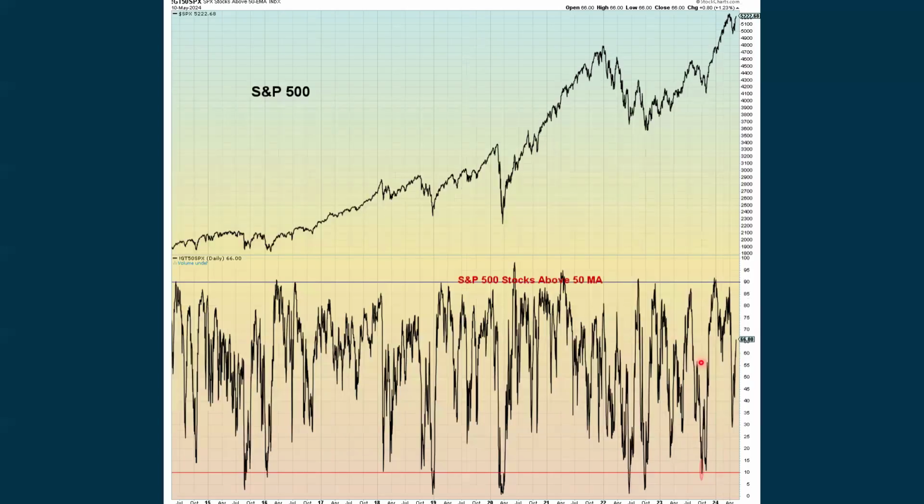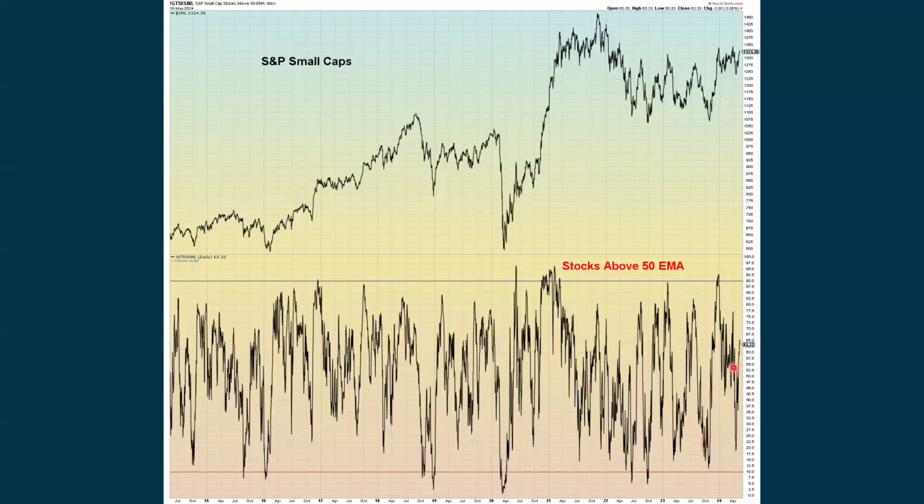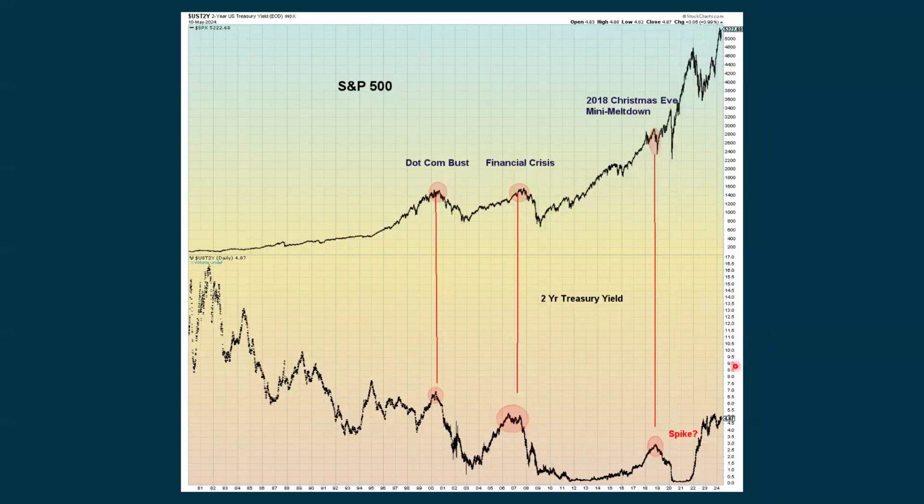And we do that same basic thing with stocks above their 50-period moving average for the S&P, going above 50 and not necessarily extreme right now. Then to get some more context, we look at the mid caps, which are showing some improvement here. And then we look at the small caps, which are, believe it or not, actually showing a little bit of improvement lately. And then we compare the S&P 500 with the 2-year Treasury yield.